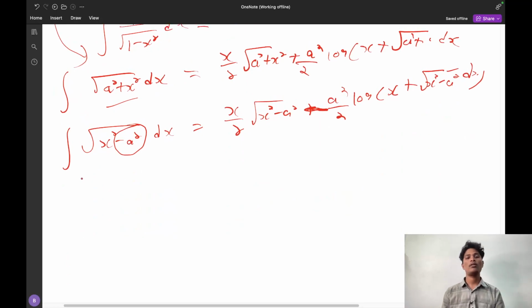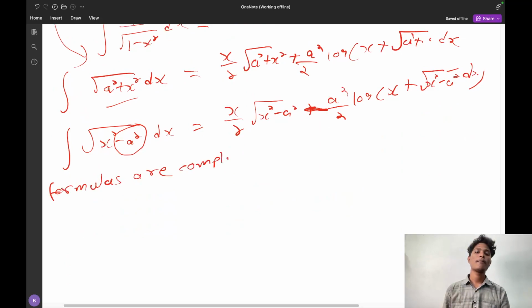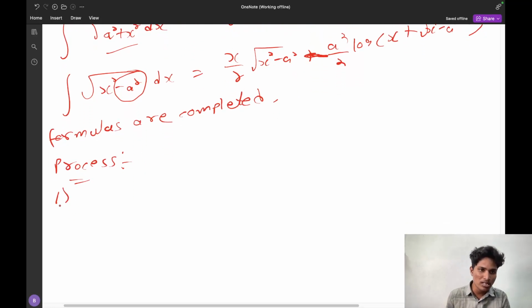And now the entire set of formulas is completed. Now comes the process of how to use different methods in order to solve the problem. The processes are very simple.